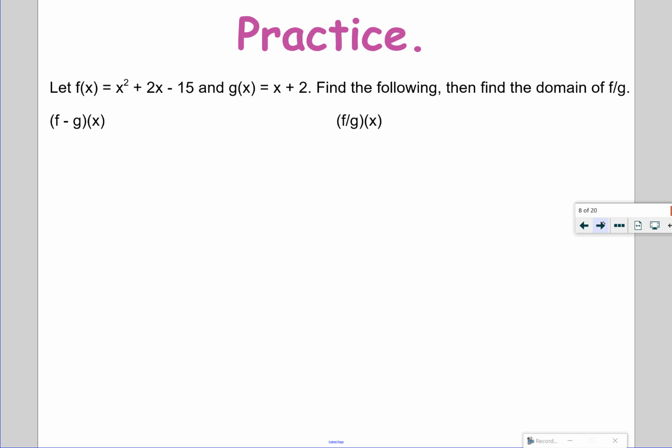Okay, here is one for you to try. And you don't have all of them on here. You're just going to do subtraction and division, and then you're going to find the domain of your quotient.